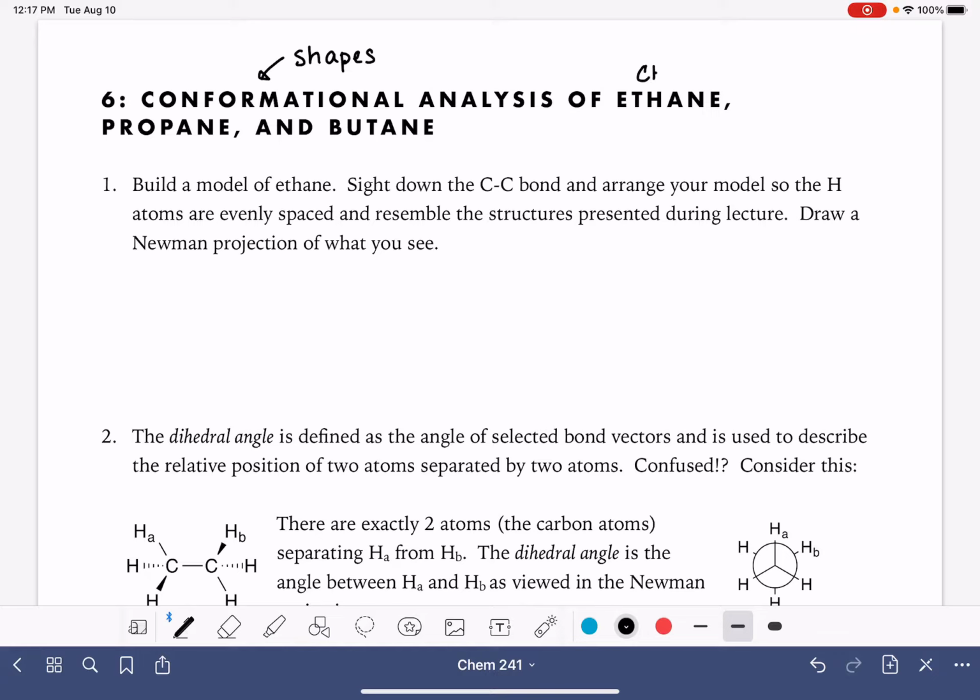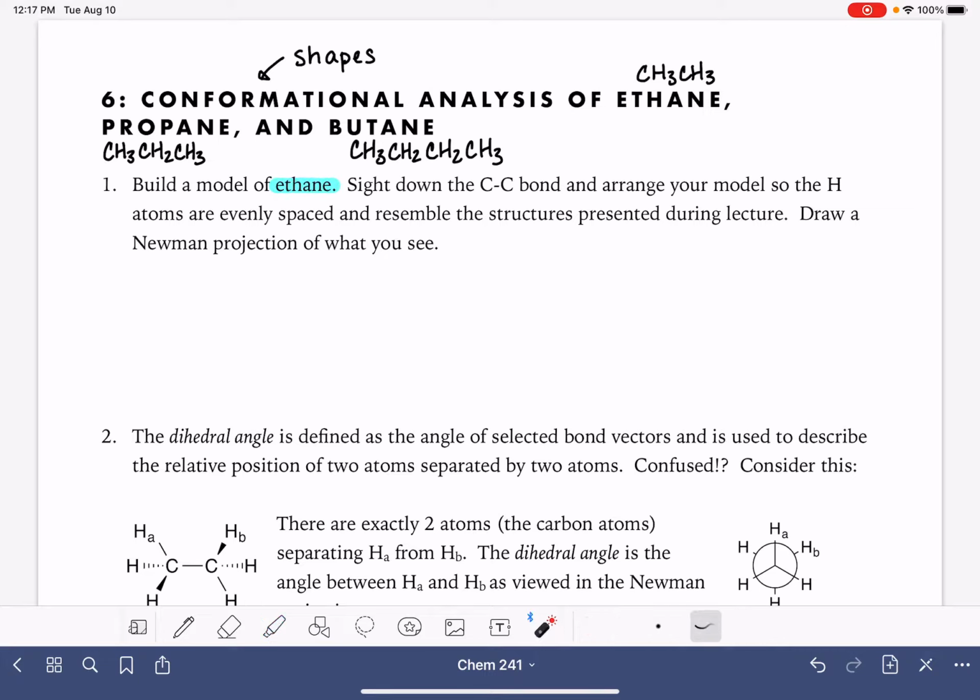Ethane, the 2-carbon hydrocarbon, so that's CH3CH3. Propane, the 3-carbon hydrocarbon, which is CH3CH2CH3. And then butane, the 4-carbon straight chain unbranched, CH3, CH2, CH2, CH3. So we're going to be starting by dealing with the ethane molecule.